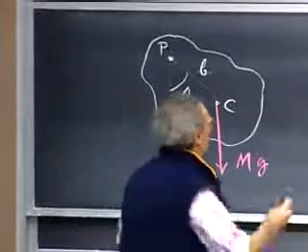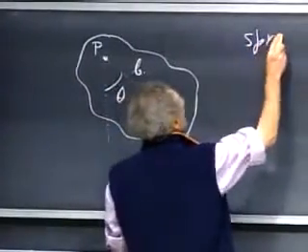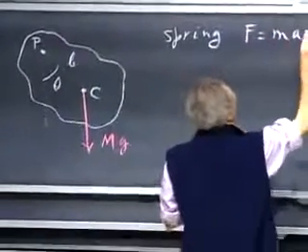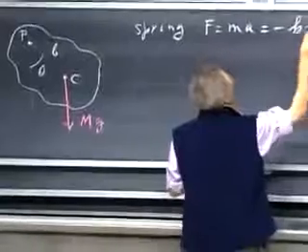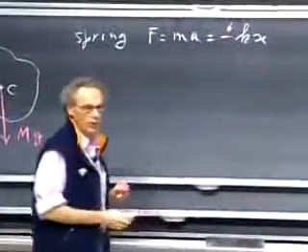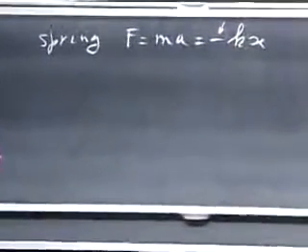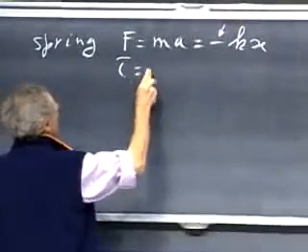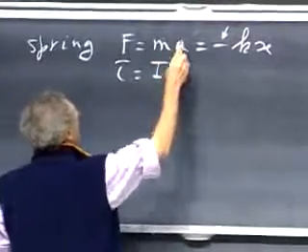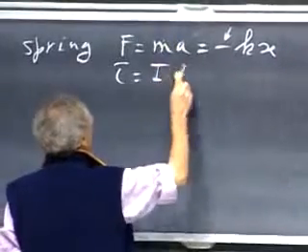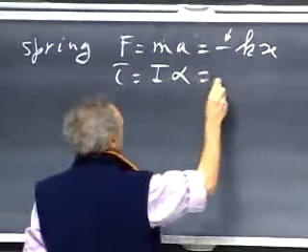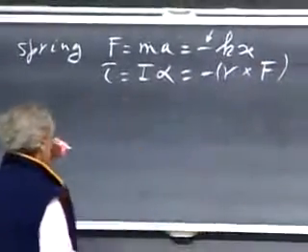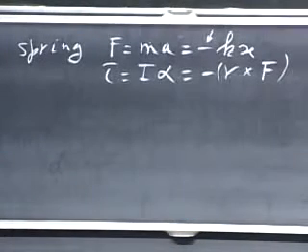Remember when we had a spring, just a one-dimensional case, we had F equals ma, and that for the spring became minus kx, and the minus sign indicates that it's a restoring force. So we now get something very similar. In rotation, force becomes torque, mass becomes moment of inertia, and acceleration becomes angular acceleration. So now we have minus r cross F, and the minus sign indicates that it is restoring.